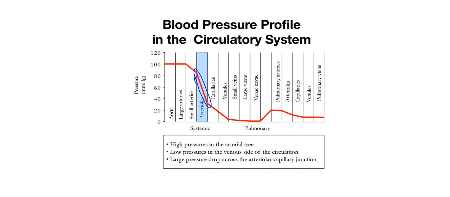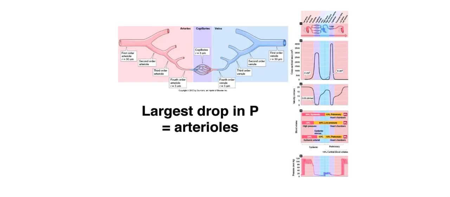They're capable of adjusting their resistance so much that as blood passes through there, it loses a lot of the pressure. So by the time you get down to the capillaries, it's at a much more manageable value, okay? You don't see as big of a drop when you get over to the pulmonary arteries because that's the lower pressure part of your circulation. All right, so the largest pressure drop is present in your arterioles.